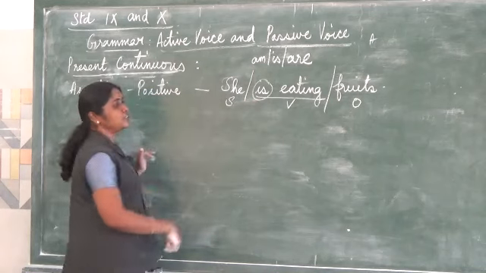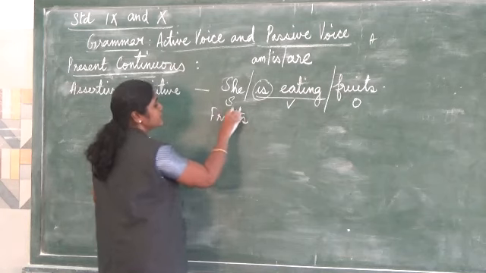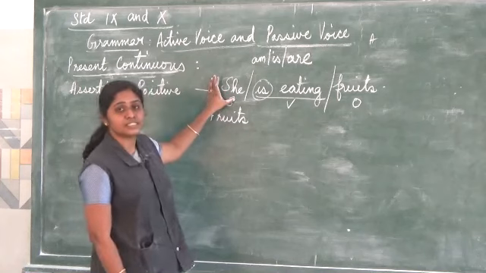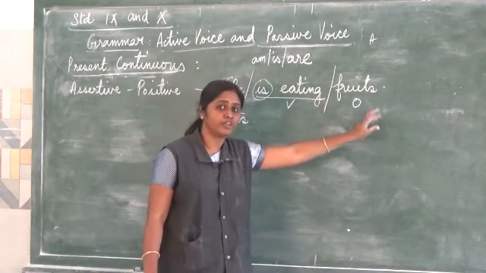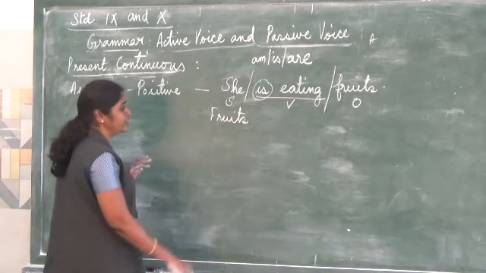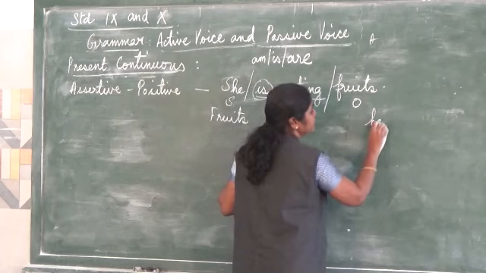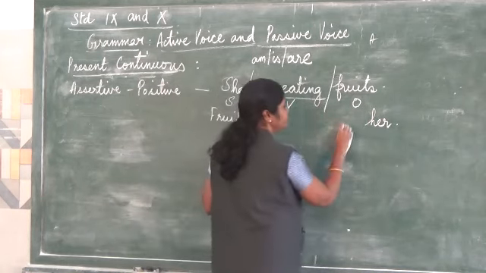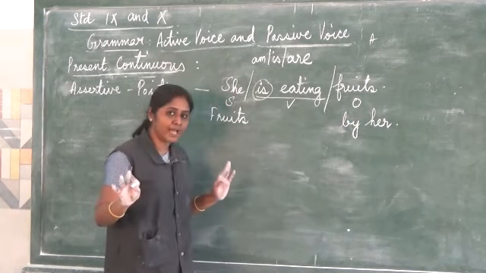Now you change this into a passive voice. Fruits, you bring it to the front. See children, you have to be careful in sentences like these because in this sentence the subject is singular, the object is plural. So when you change it into passive form, you have to be very careful. This fruits, you have brought it to the front, and she, if you take it into the object position, becomes her. Now before this you add by. Now the remaining part is verb as usual.